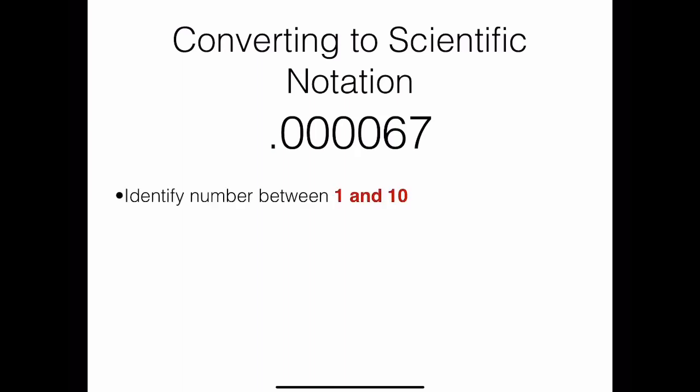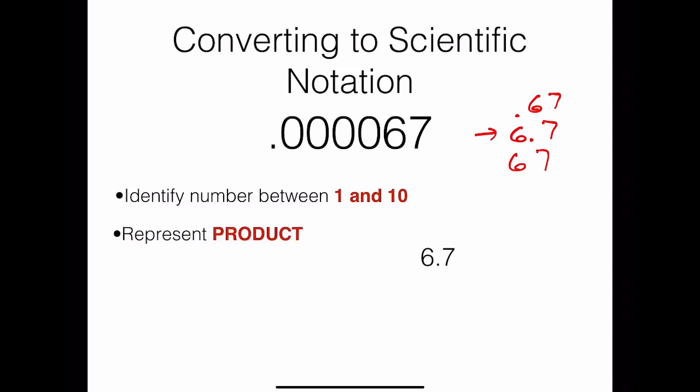We follow the same steps, whether the number is greater than 1 or less than 1. We want to identify the number between 1 and 10. So I have 3 options looking at the digits that aren't 0. I have 0.67, 6.7, or 67. There's only one number that fits that criteria, being between 1 and 10, and that's 6.7. So that's what I start with.